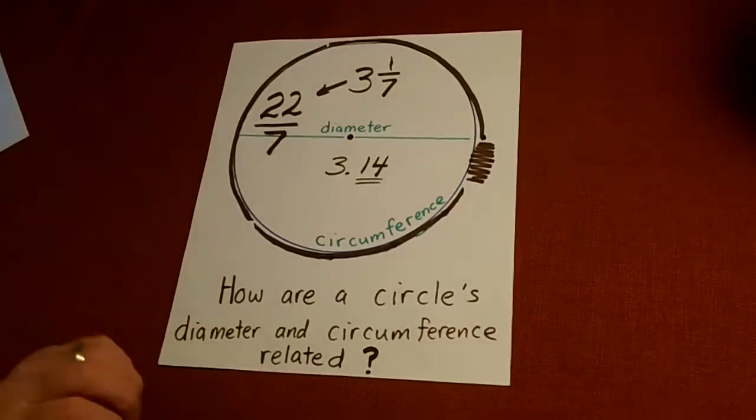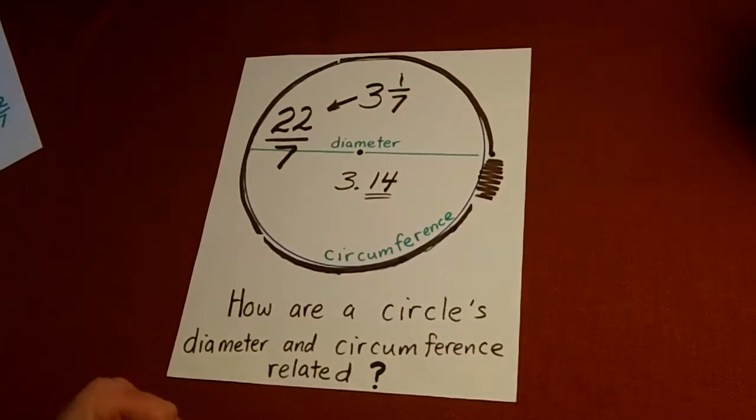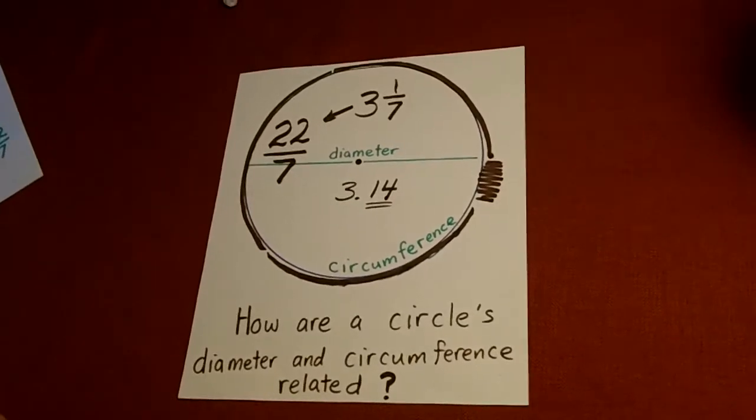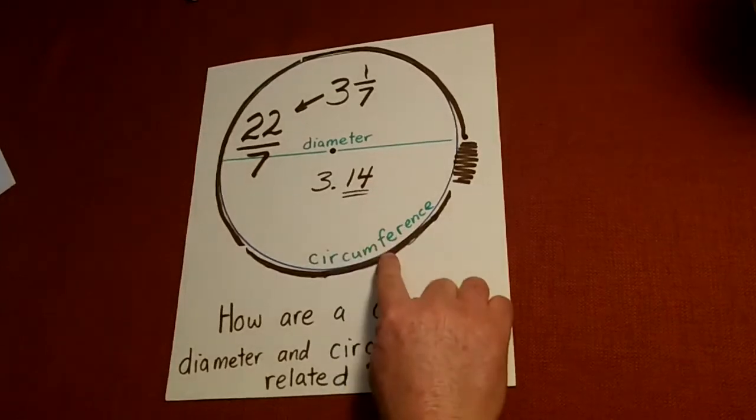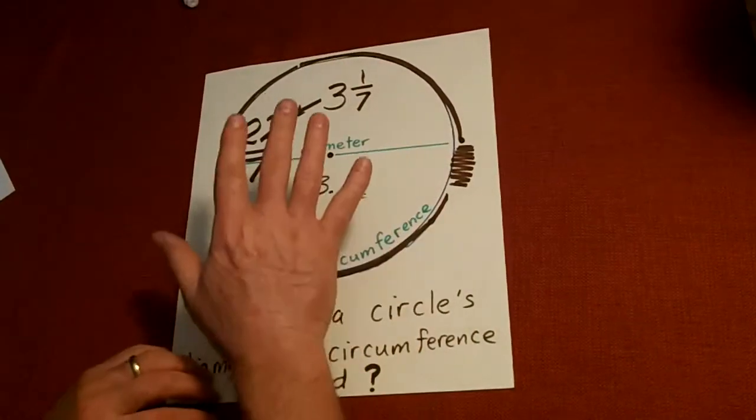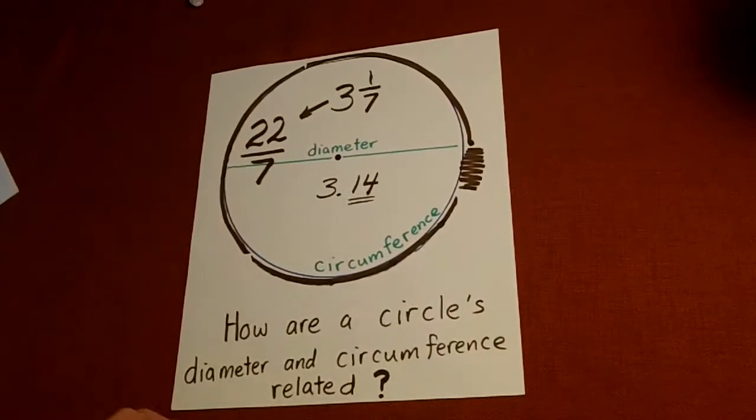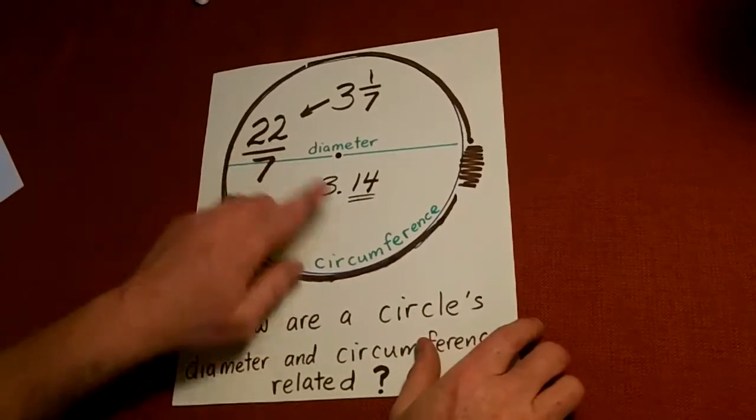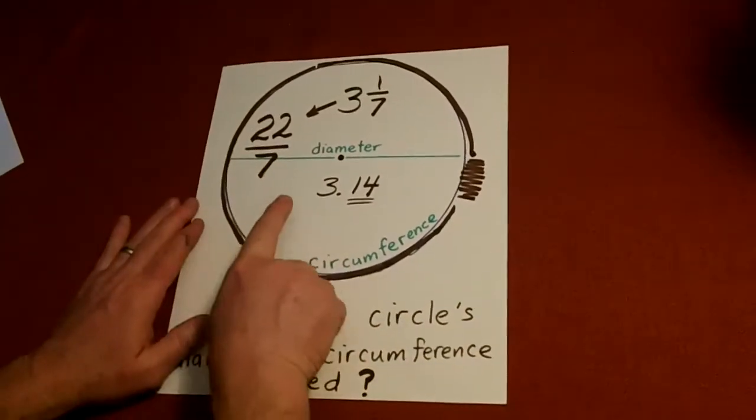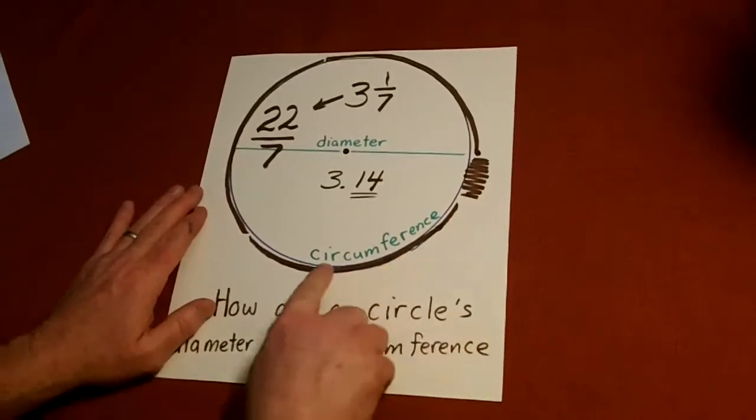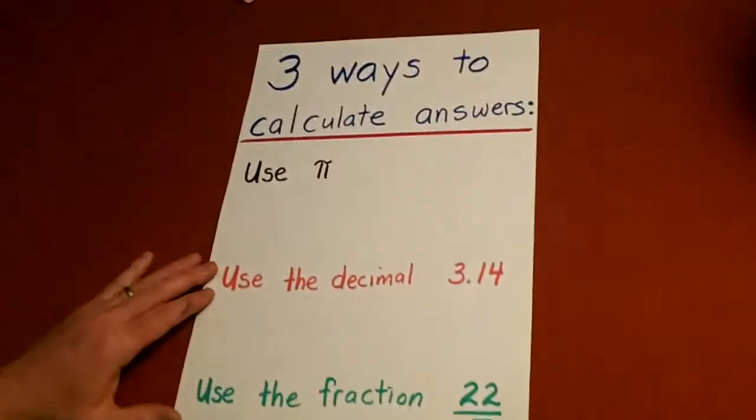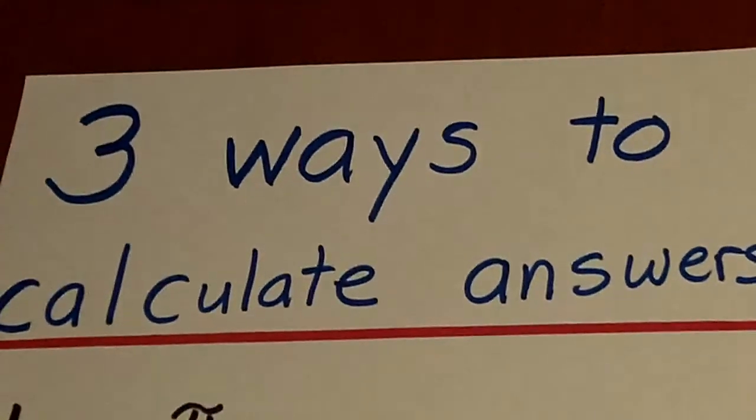All right, in this session, what we want to pay attention to is how do we calculate either the diameter or the circumference of a circle when we're given one but not the other. Oftentimes we're given the diameter of a circle and we have to figure out the circumference. Well, there's basically three ways to calculate those answers.